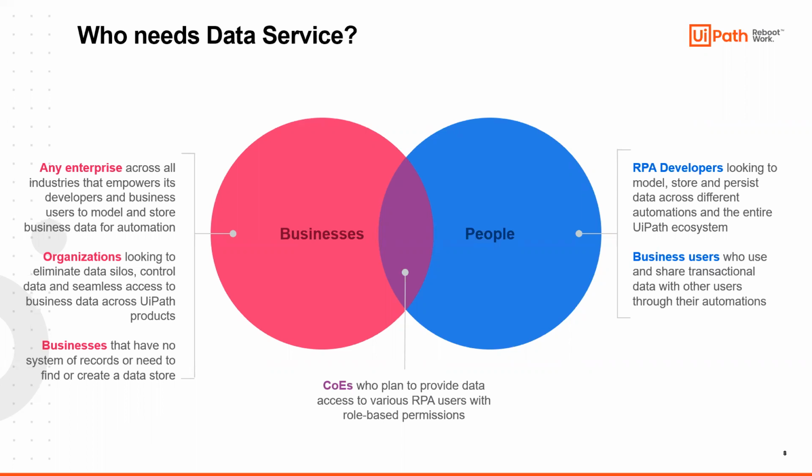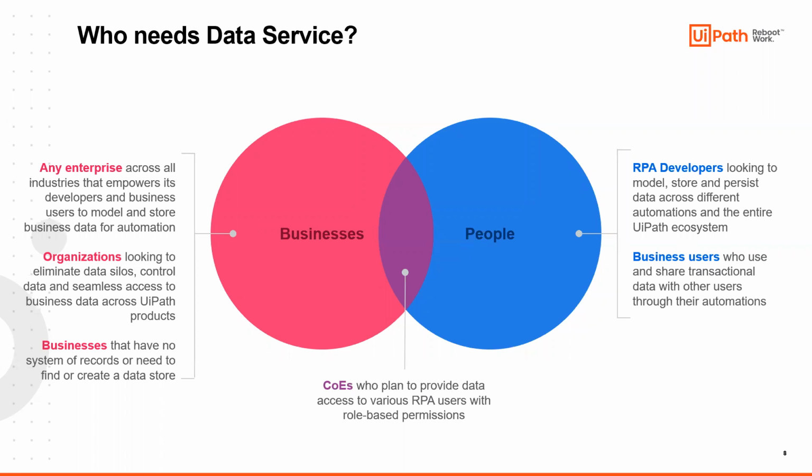And of course, any business that doesn't have a system of record or a data store can actually start with data service. And then we have the COE leads or system admins who want to control the access of business data to various RPA users. They can now plan to provide data access to the right set of people with the role-based access controls.